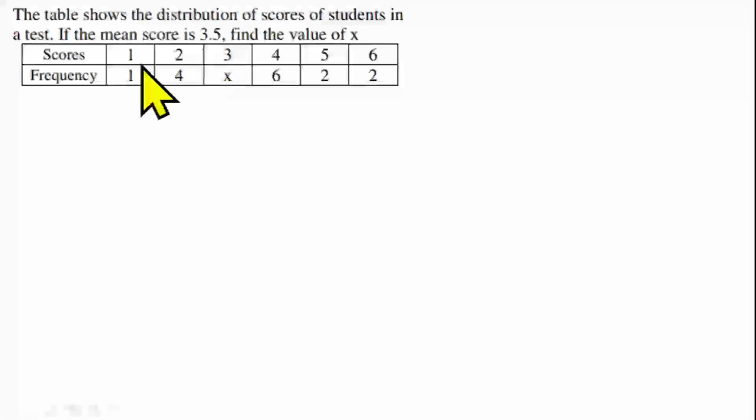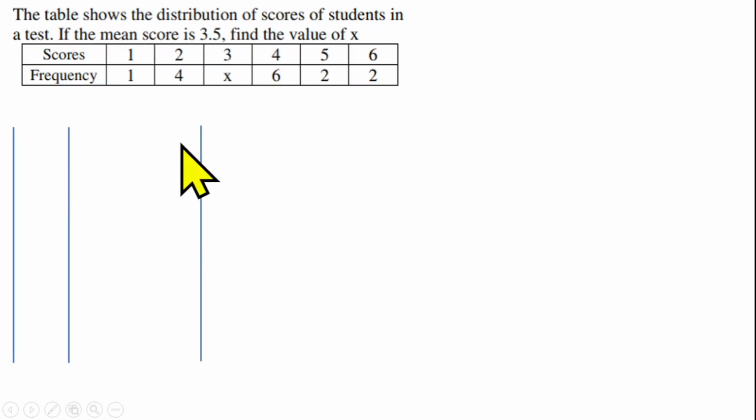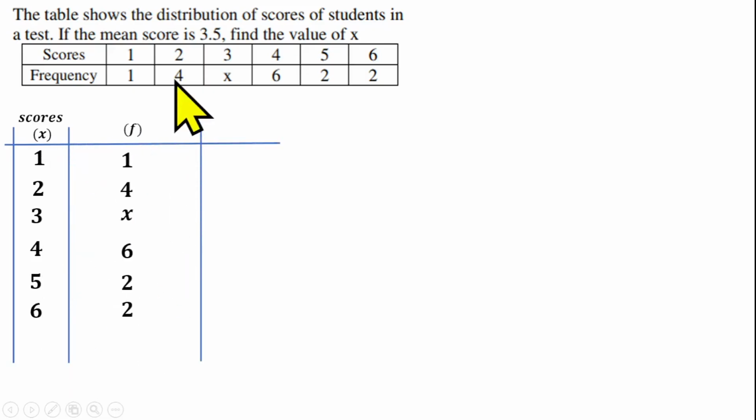Now still on the group data without class interval, you are also to work on this table, and you have to find the value of x, and that x is part of the frequency. So you have been told that the table shows the distribution of the scores of students in a test. If the mean score is 3.5, find the value of x. So we arrange the table like this. Then you have your x, which is representing the score, and your frequency. Then arrange the values like this.